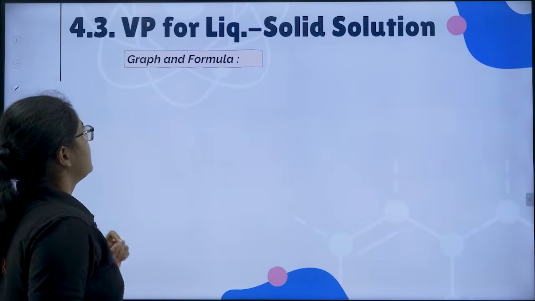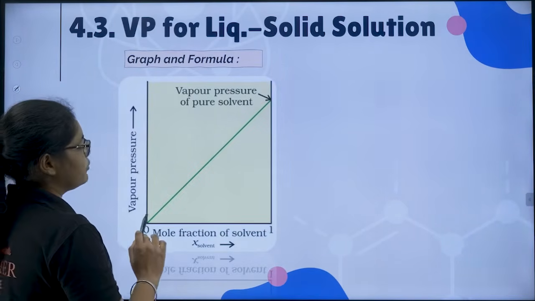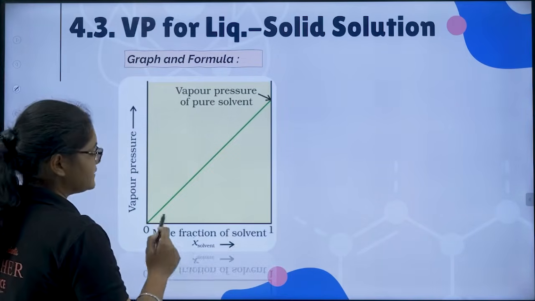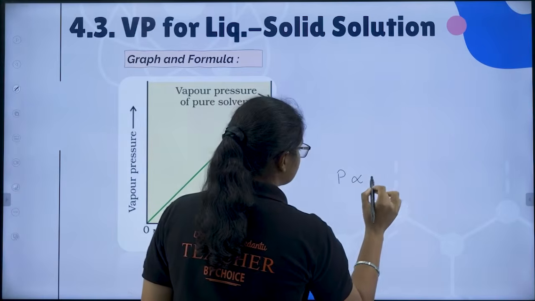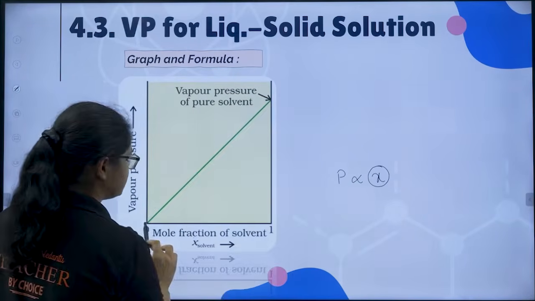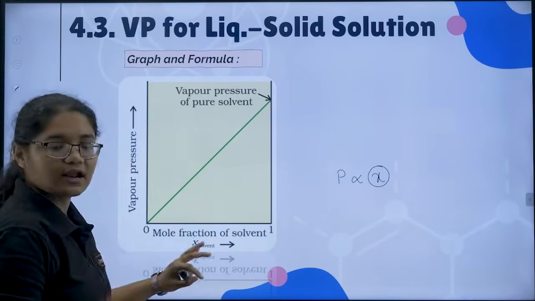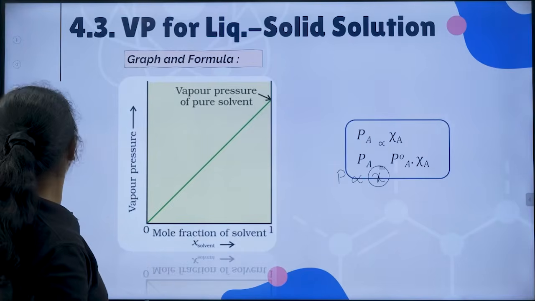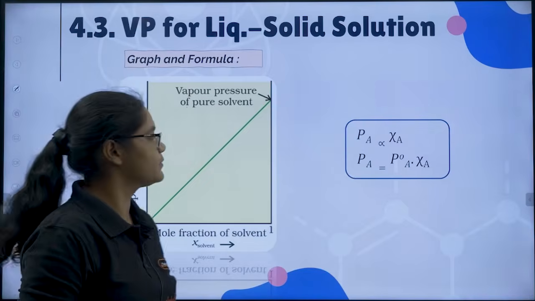Next, for liquid and solid solution, we have only the mole fraction of the solvent, right? We have this formula, P is proportional to mole fraction. So if the mole fraction keeps on increasing from 0 to 1, the vapor pressure will increase. That is the graph for vapor pressure of liquid solid solution. This equation we have already shown you.